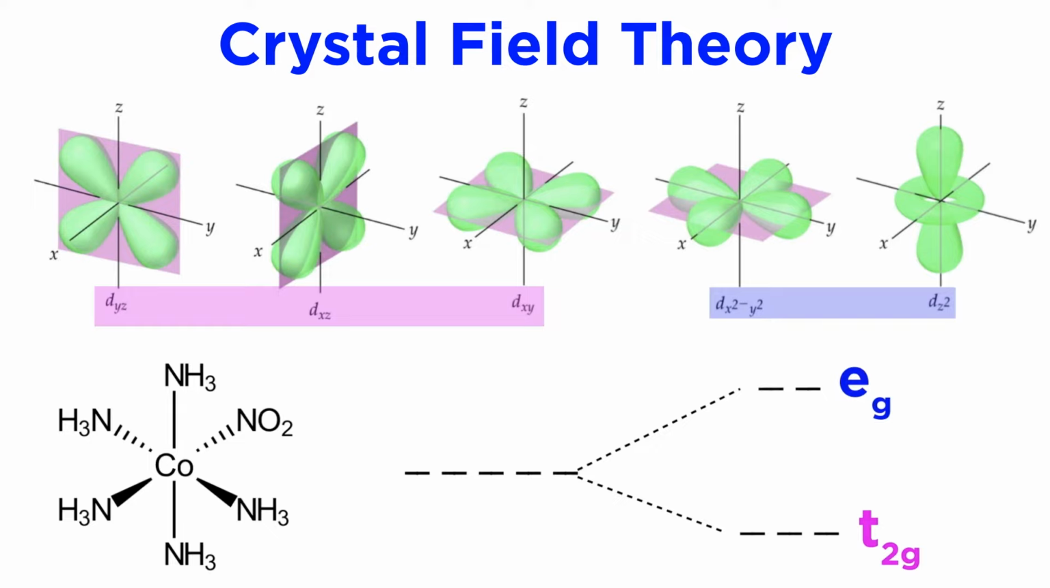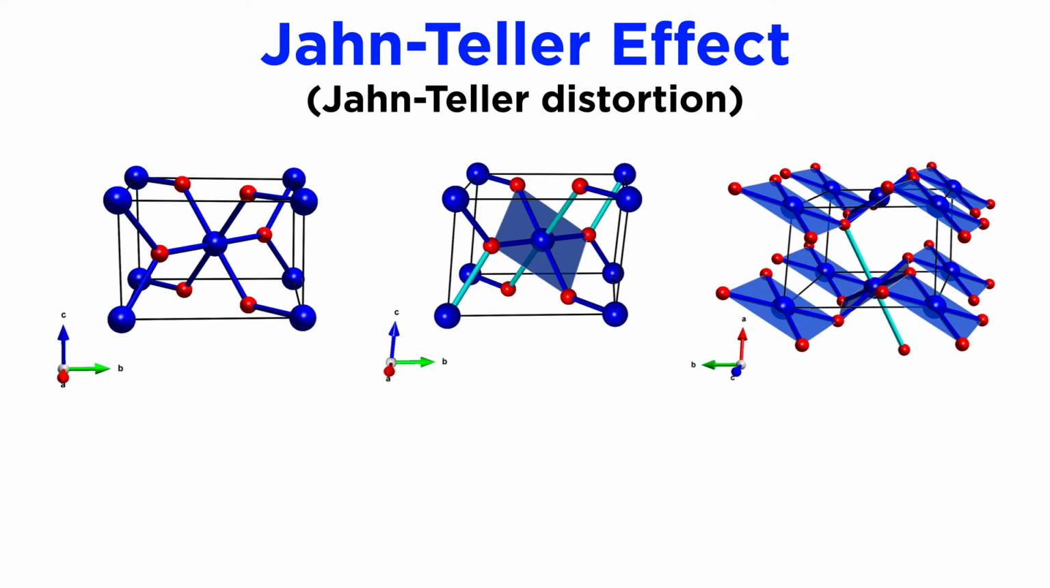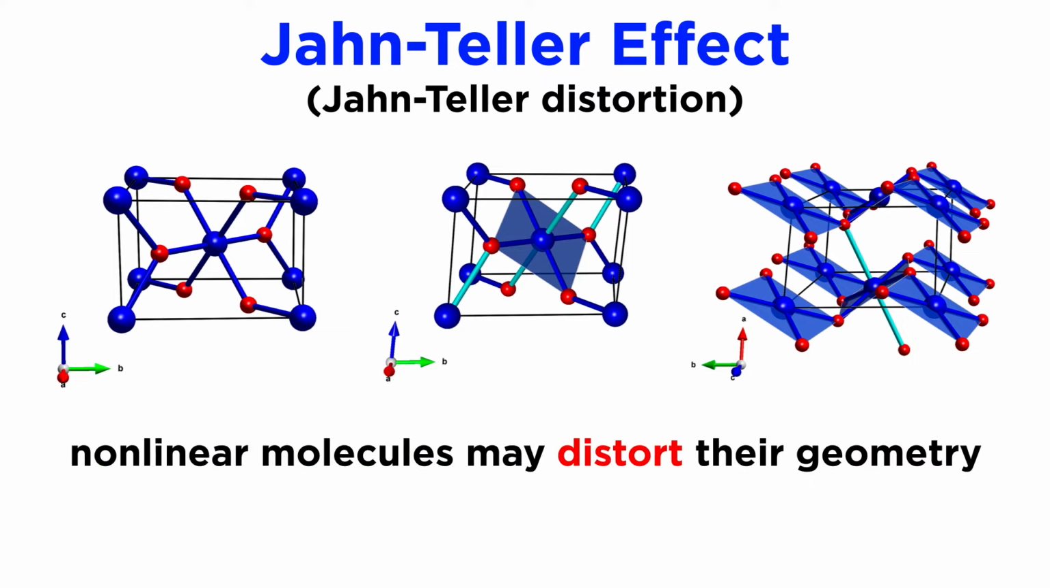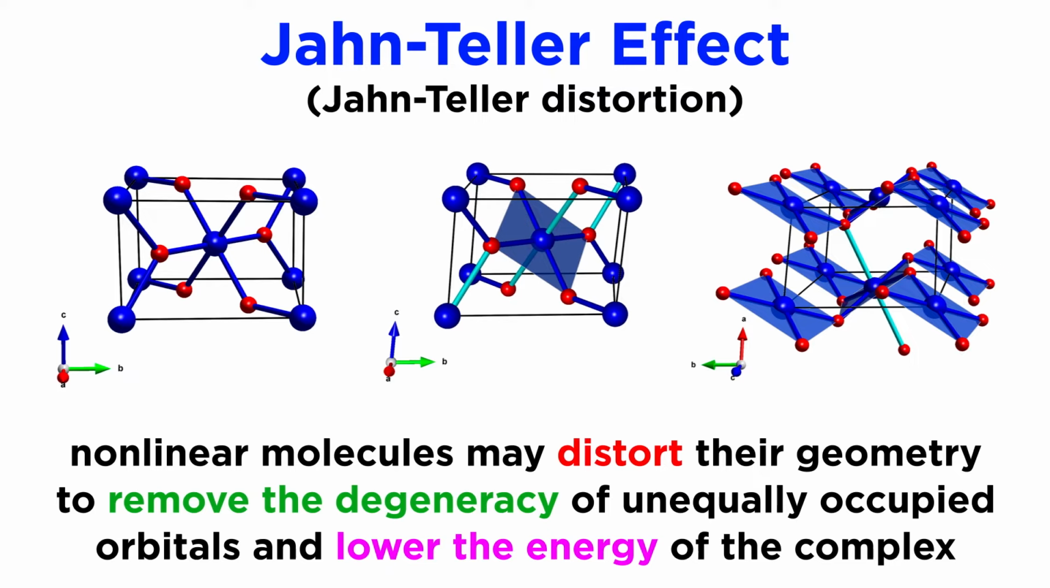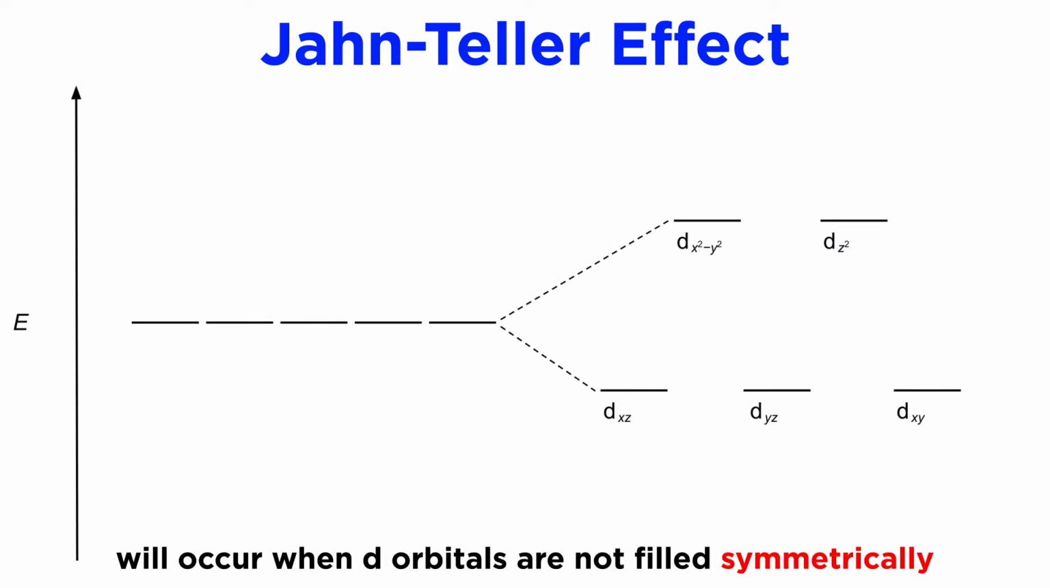There is much more that we could discuss regarding ligand field theory, but let's return to crystal field theory and discuss a particular ramification that will be of interest to us in learning about transition metal complexes. The Jahn-Teller effect, also known as Jahn-Teller distortion, is a phenomenon which describes the way that nonlinear molecules, and in particular transition metal complexes, may distort their geometry in order to remove the degeneracy of unequally occupied orbitals in order to lower the overall energy of the complex. In other words, this is something that will happen when the d orbitals are not filled in a symmetrical manner.